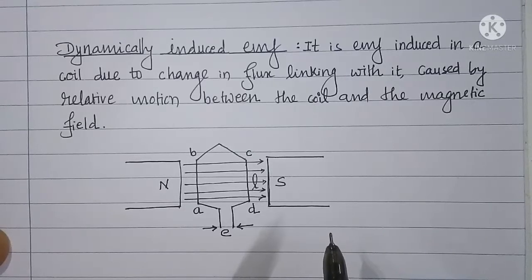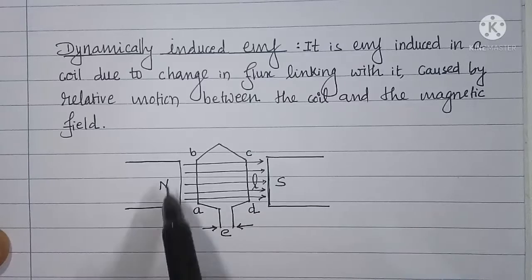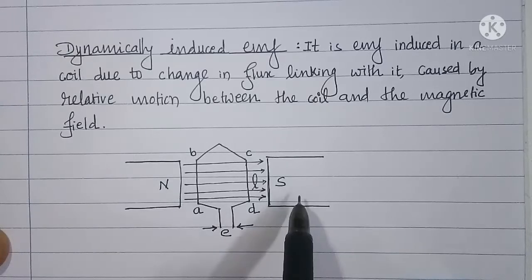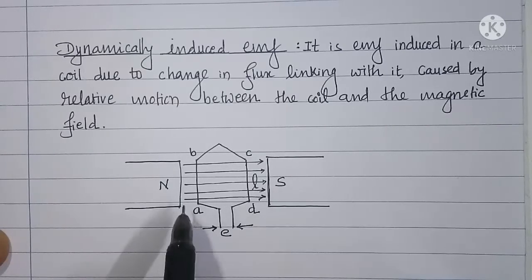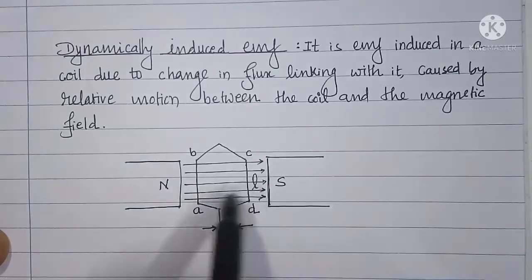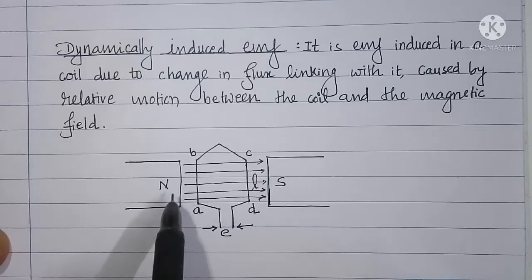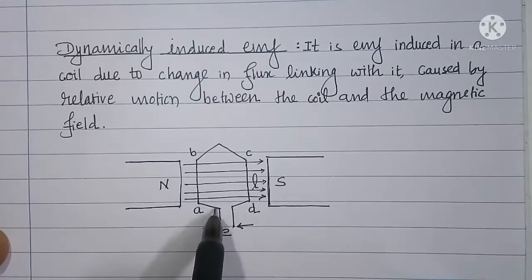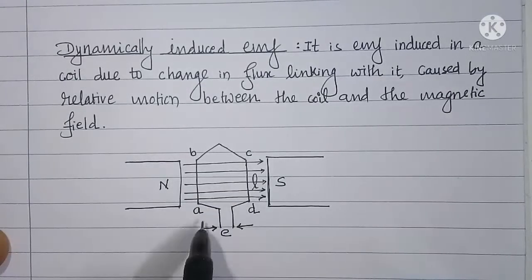To understand dynamically induced EMF, let us consider the figure shown here. In this figure we are having two magnets between which a magnetic field is set up. The direction of magnetic field is from N pole to S pole, and in that magnetic field a coil is placed and the coil is named as ABCD.